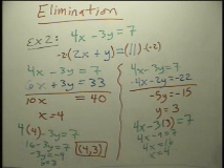As a final note, we could have set the equations up to eliminate x instead of y by multiplying on both sides of the second equation by a negative 2, as shown here. Again, we get a solution of (4, 3).